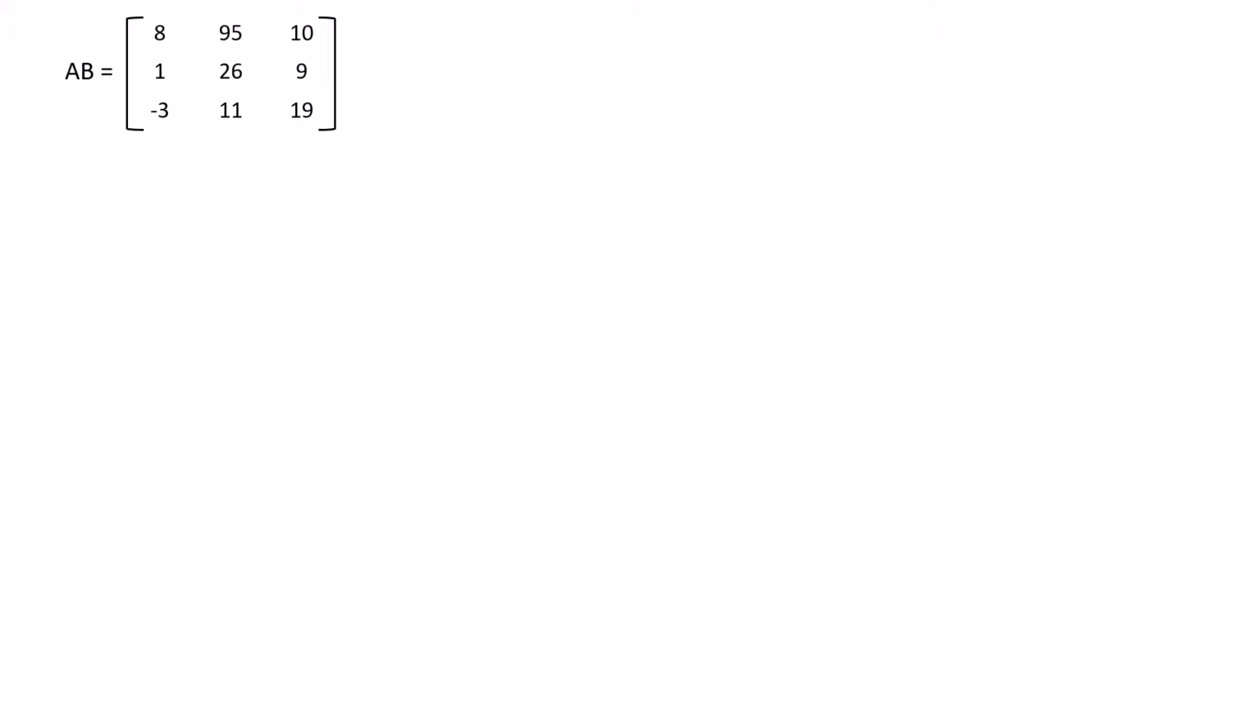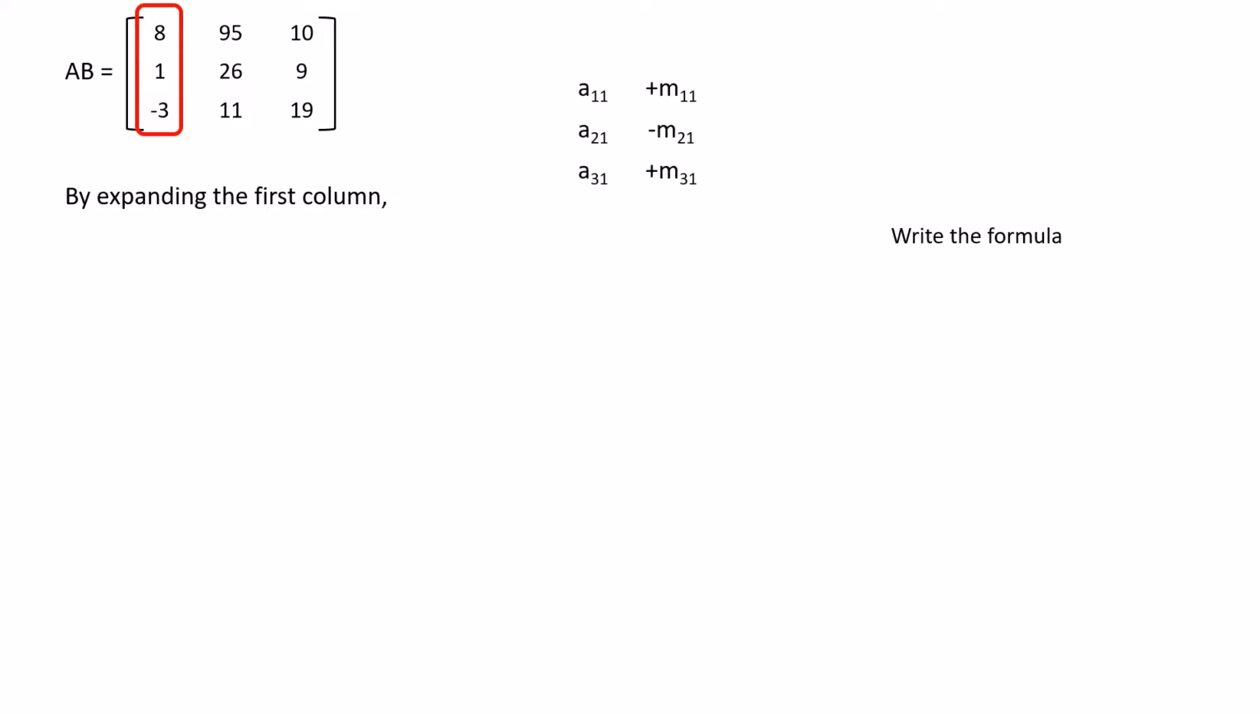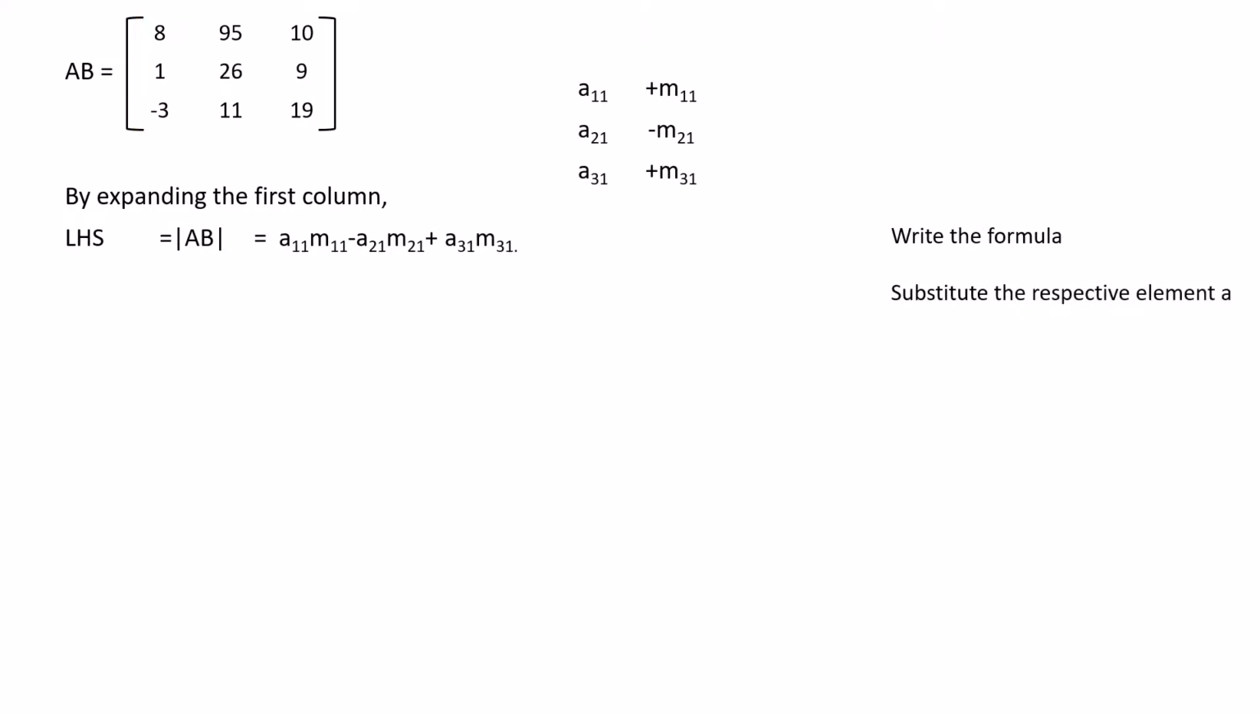After this, we can find the determinant of the multiplication of matrices A and B. By expanding the first column, write the formula of the determinant, where the determinant of the multiplication of matrices A and B equals A11 multiplied with M11 minus A21 multiplied with M21 plus A31 multiplied with M31. Substitute the respective elements A in the equation. Substitute the respective minor by deleting the ith row and jth column.